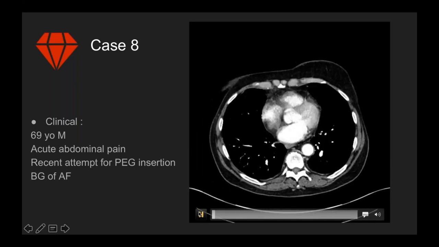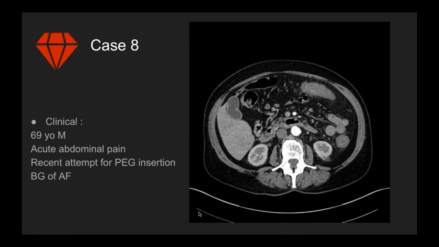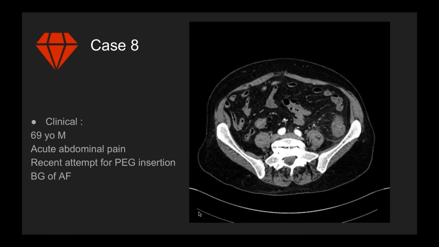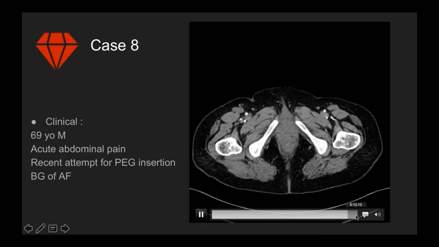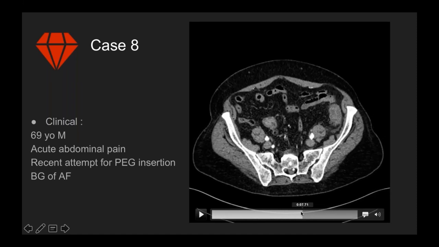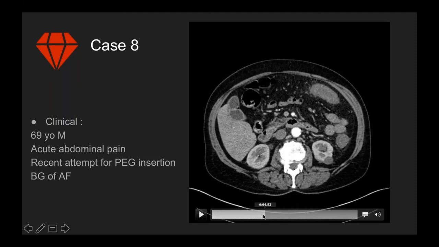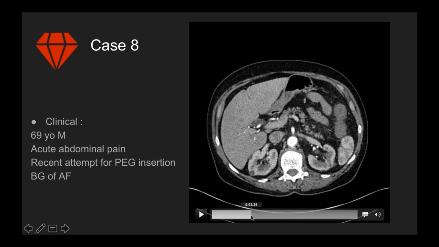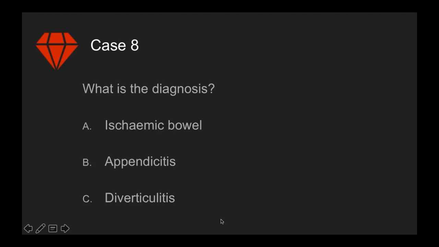Okay, we'll go for it again. And just for those of you that didn't quite see the abnormality, I'll just go a little bit slower. Okie dokie. So the options here are A, ischemic bowel, B, appendicitis, or C, diverticulitis.